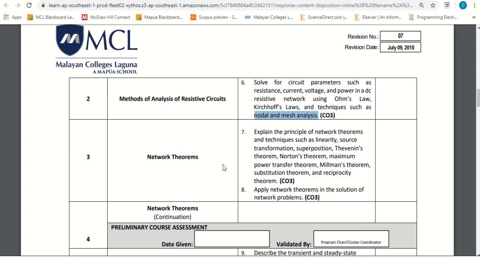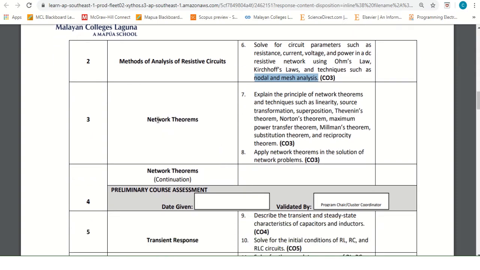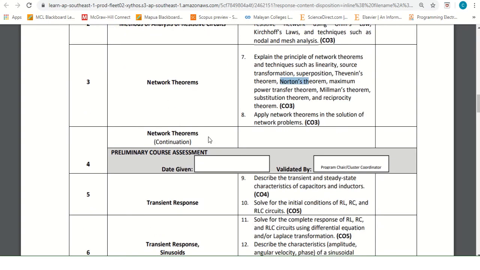On the third week, we'll be covering network theorems. So these are additional tools in dealing with circuits. So popular theorems like Thevenin's theorem and Norton's will be covered there. And this will continue up to the fourth week. And before this week is over, we'll conduct our preliminary course assessment.